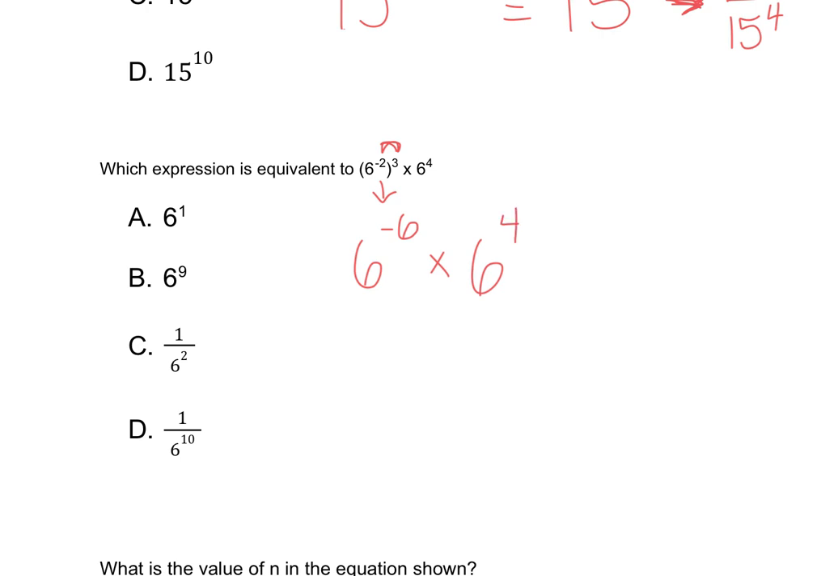Now that I just have a multiply problem, I'm going to add. This was a multiply, but now I'm going to add my exponents. Keep my base 6. -6 plus 4 is -2. Again, that choice is not here, so I need to flip this to the bottom, and now it is a positive, happy exponent when it's down below. So I get 1 over 6 to the second power, choice C.